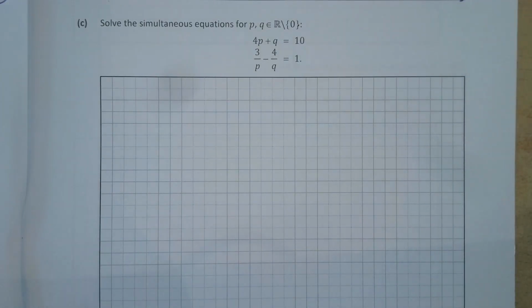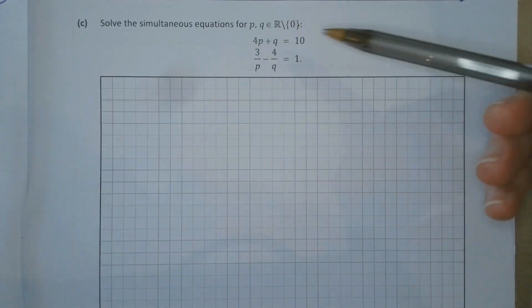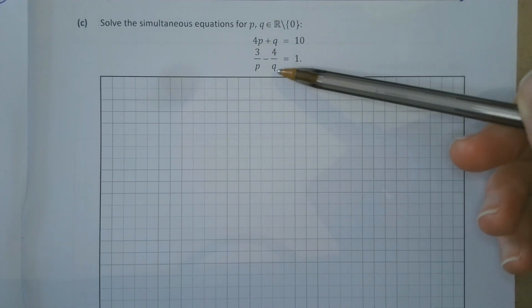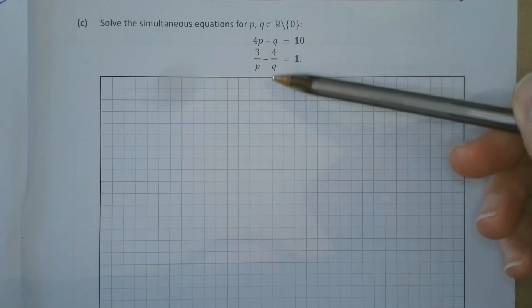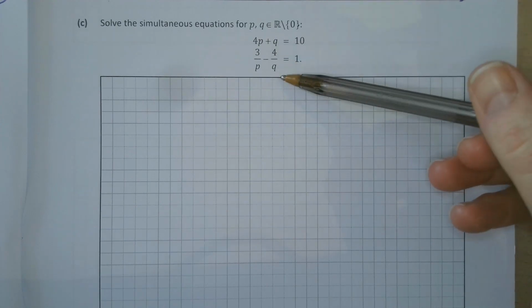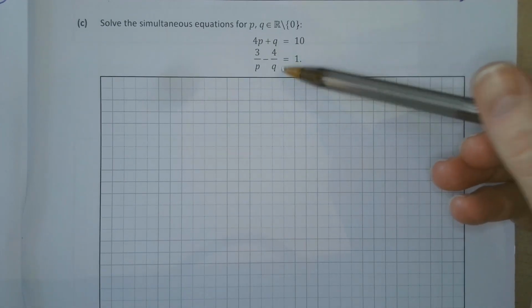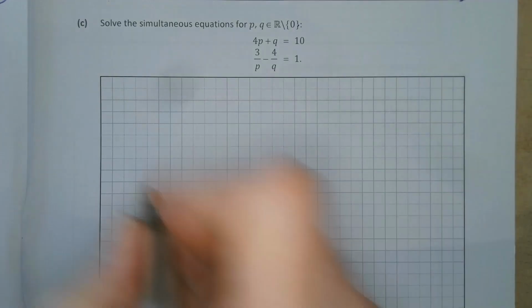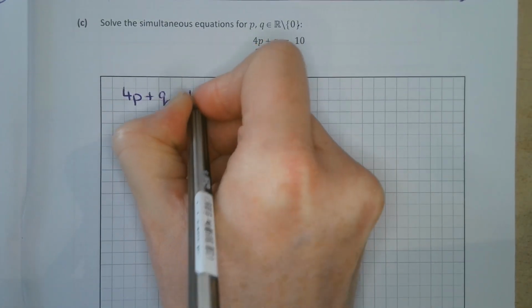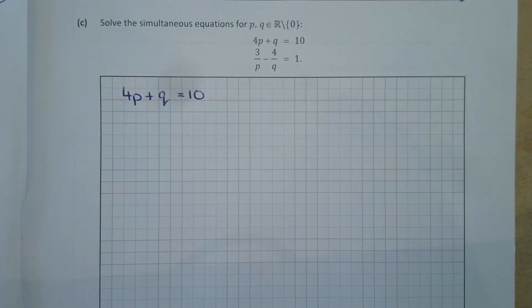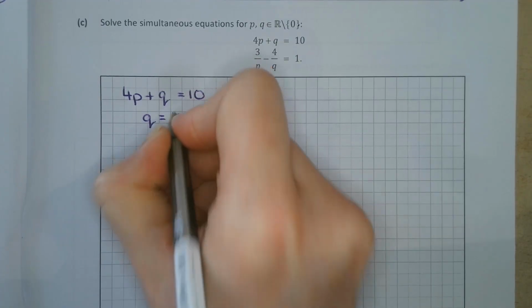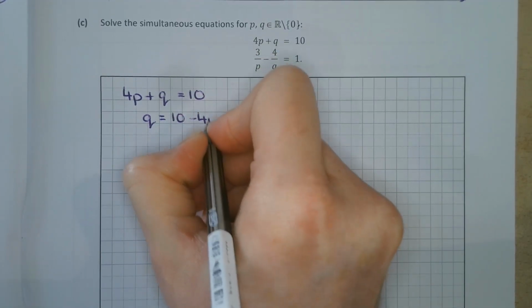Question 3c is asking us to solve the simultaneous equations. So let's have a look at what we have. We have a linear equation on the top. And we also have P and Q here, but we have some fractions, we have some dividing happening in that second equation. So what we would do is take the linear equation, so the 4P plus Q equals 10, and make either P or Q the subject. Q is the easiest one to make the subject then as 10 minus 4P.